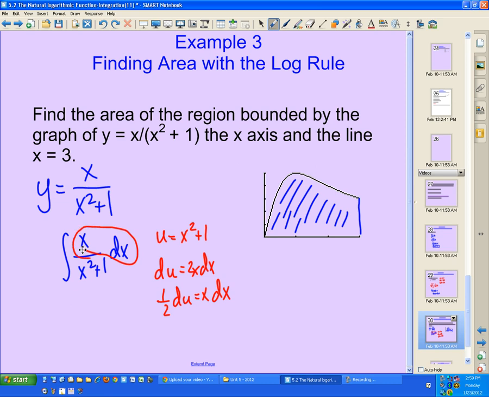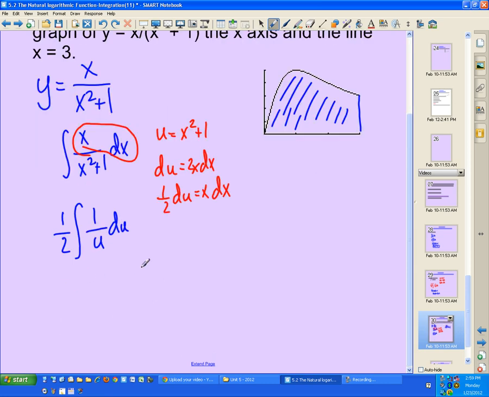And so now if I go ahead and substitute, I'm going to get 1/2 the integral of 1 over u du. And so it makes it much easier. So again, I get 1/2 the natural log of u plus c, and then my final answer, I can write it as 1/2 the natural log, and hold on, I'll come back to that.